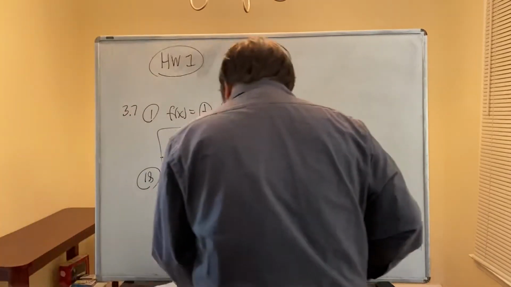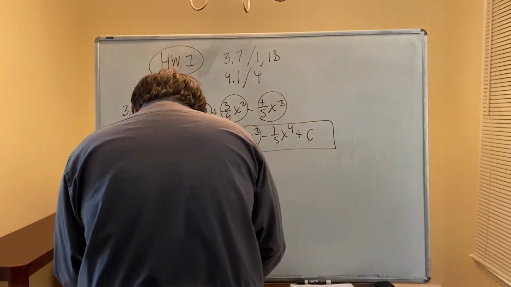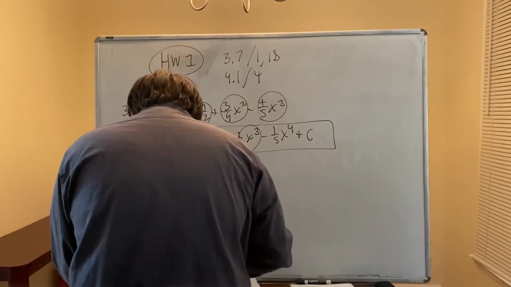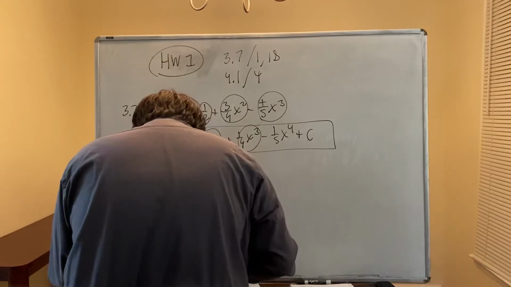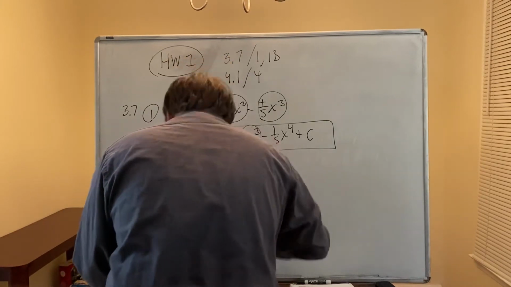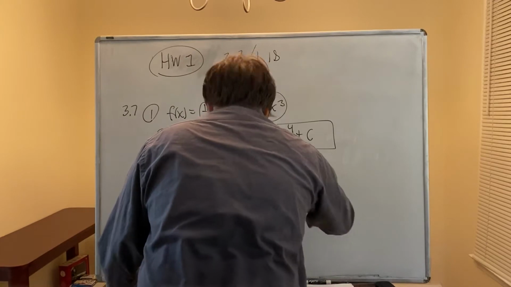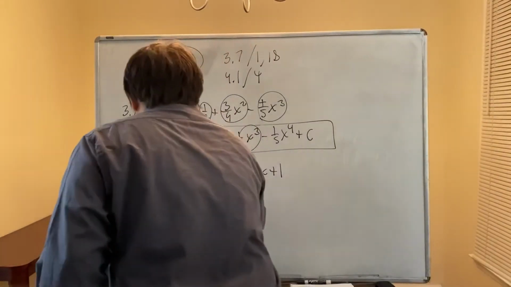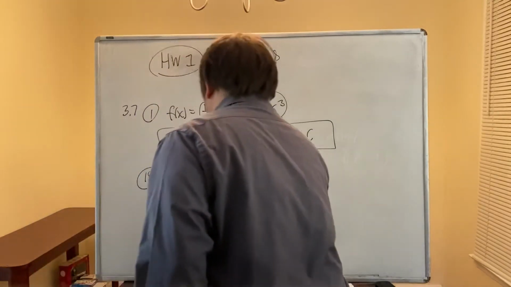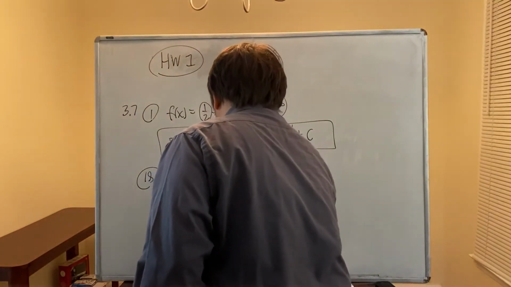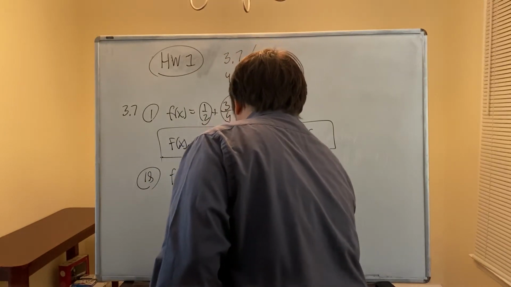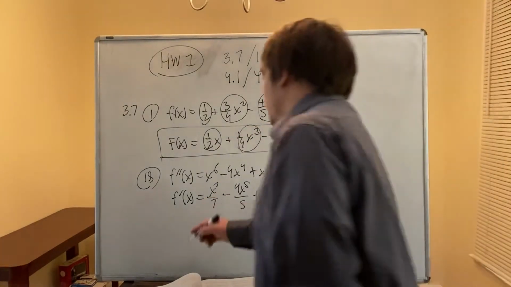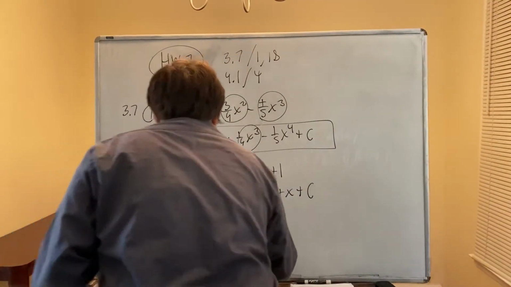Number 18 in 3.7, the question is find f. You're given that f double prime of x is equal to x to the 6th minus 4x to the 4th plus x plus 1. So to find f, let's find an antiderivative of f double prime of x, which is f prime of x, which is x to the 7th over 7 minus 4x to the 5th over 5 plus x squared over 2 plus x plus c.